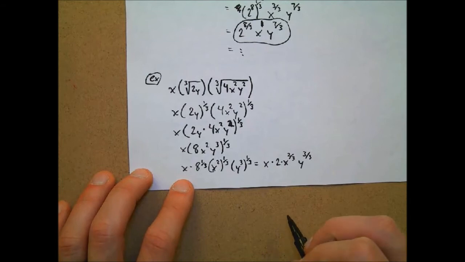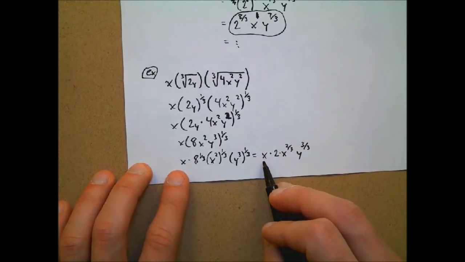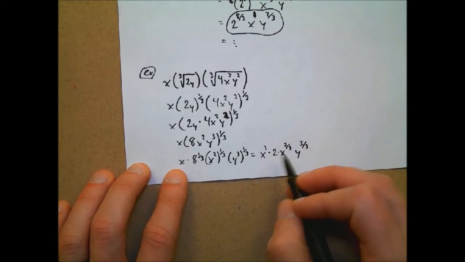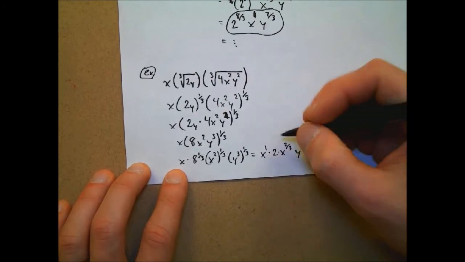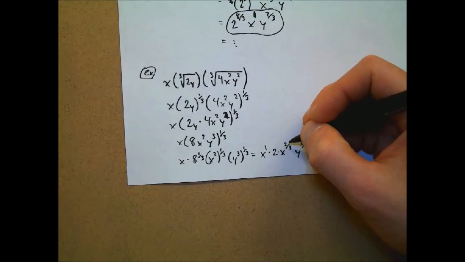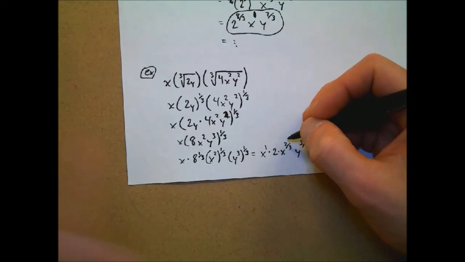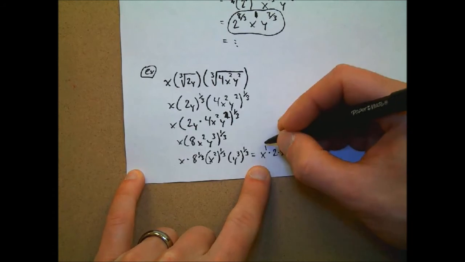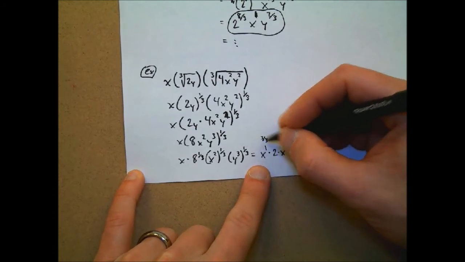Now I have another x here, though. What's the exponent for this x right here? 1. And so I have to add these exponents. So I have to do 1 plus 2/3. Again, you can do that in your calculator if you want to. Just type in 1 plus 2/3, hit math, enter, enter, and to get your answer, it's going to be 5/3, right? 1 is the same thing as 3/3. So I have 3/3 and 2/3 makes 5/3 there.